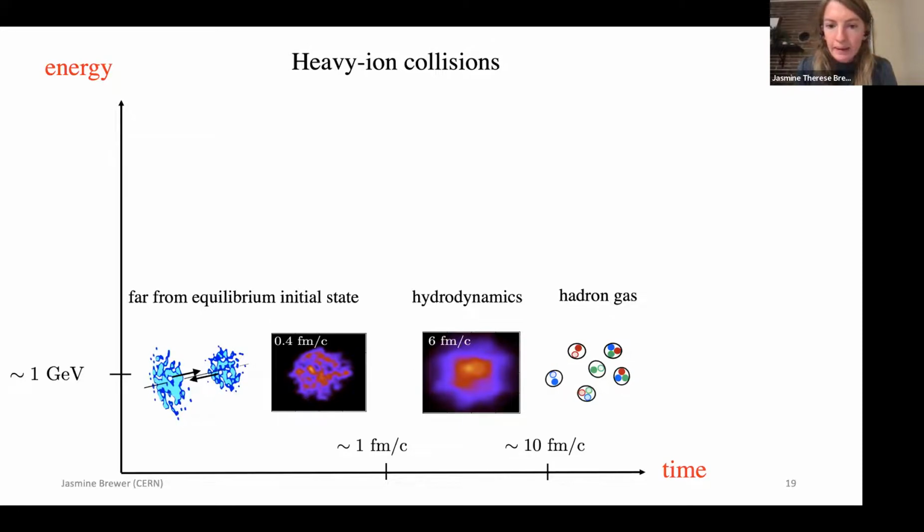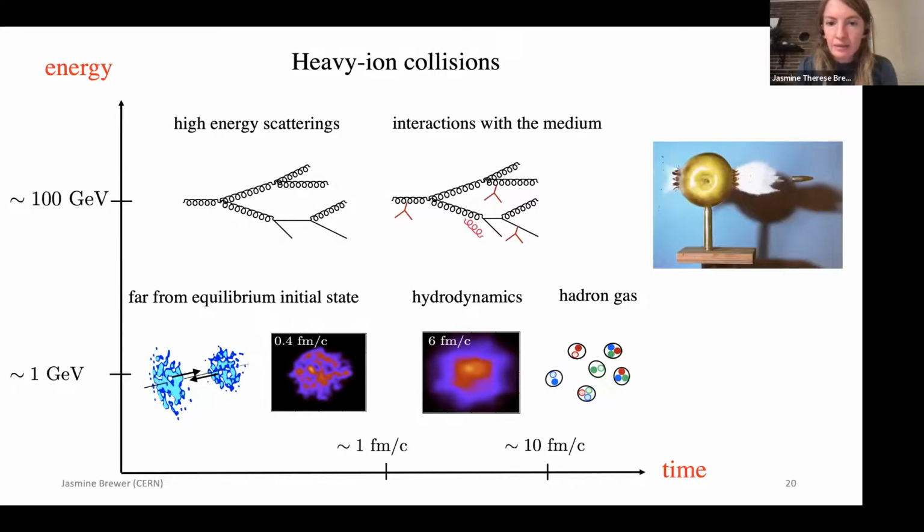And then to connect to what I talked about last time, at the same time that all of this evolution of the quark-gluon plasma is happening, on much higher scales, you can also have high energy interactions between protons, for example, in the two nuclei that produce these much higher energy scatterings. So in some way, you can think of the jets that we talked about last time as providing some kind of probe or bullet through the quark-gluon plasma.